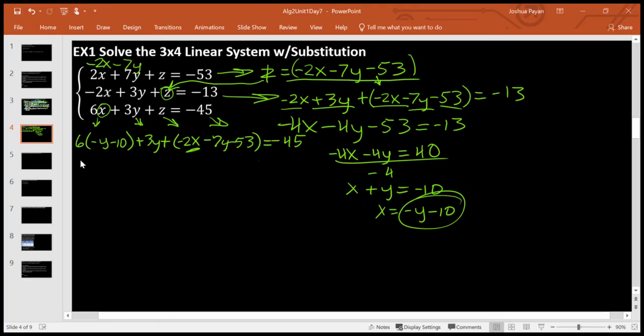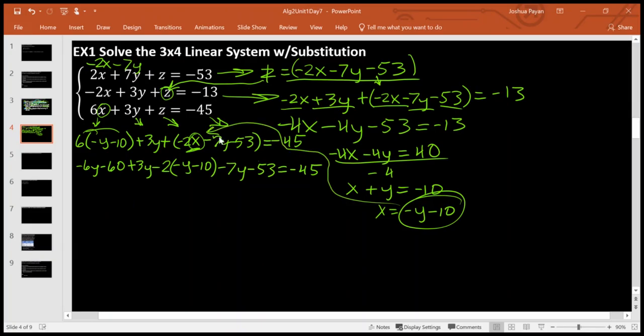So that's exactly what I'm going to do. I'm going to go ahead and distribute this and start simplifying at the same time. So negative 6y minus 60 plus 3y plus, well, I don't even need those parentheses. So I'm just going to say minus 2 times x minus 7y minus 53 is equal to negative 45. And I substituted x into what z was.